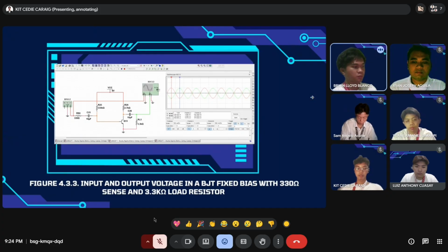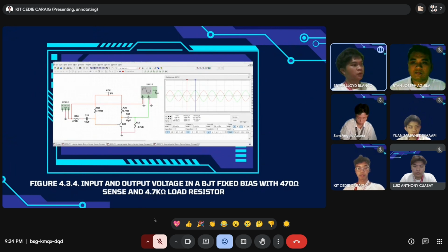for the 4.3.3, we use 330 ohms for sense resistor and 3.3 kilo ohms for load resistor. With the same process as the previous figures, we divided it and gain continues to rise as the 3.3 kilo ohms load still dominates by pushing the output voltage higher despite the growing sense resistance. Next slide.